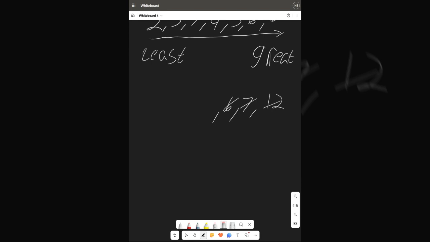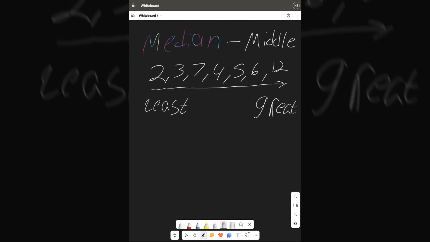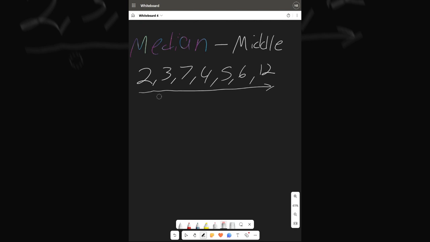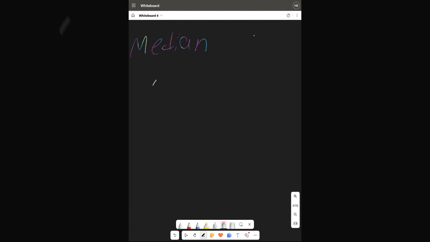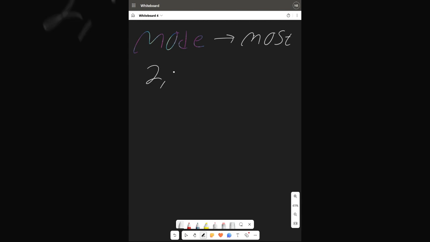Next, we're going to talk about mode. Mode's pretty easy. I always remember mode because it sounds like most. Let's do 2, 2, 3, 4, 6. Simply find the number that appears most often. Oh, hey, look, 2. My mode is 2.